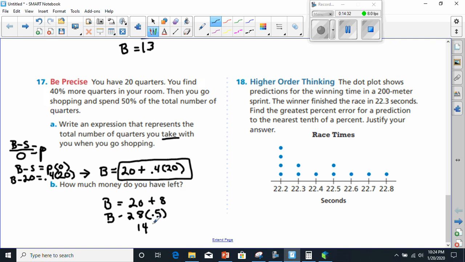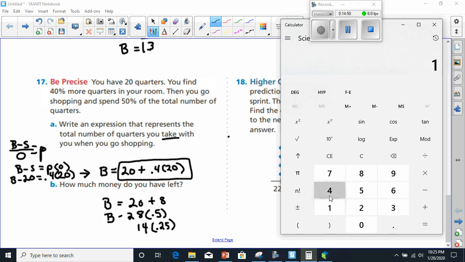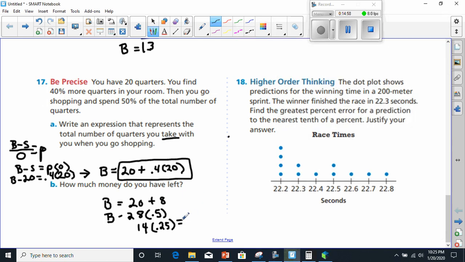If I have 14 quarters left, 4 times 0.25 will give me my answer. So let's just get our calculator and work that out. We've got 14 times 0.25 gives me 3.5. And in money terms, we know that that's going to be $3 and, well, put a zero there, 50 cents. So we have $3.50 left over.